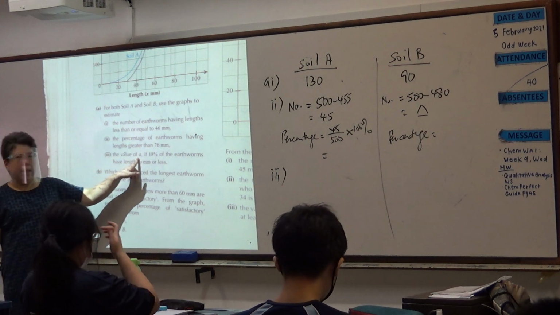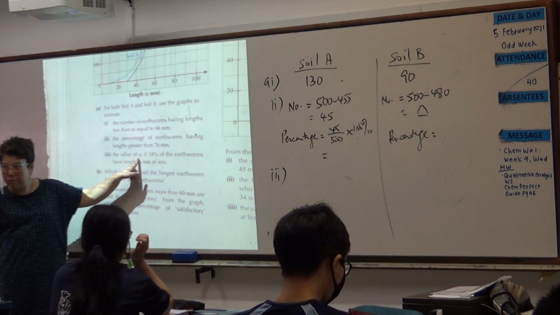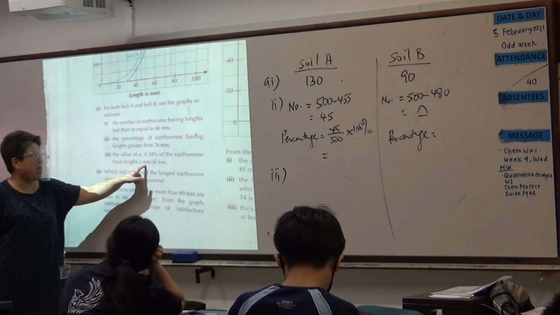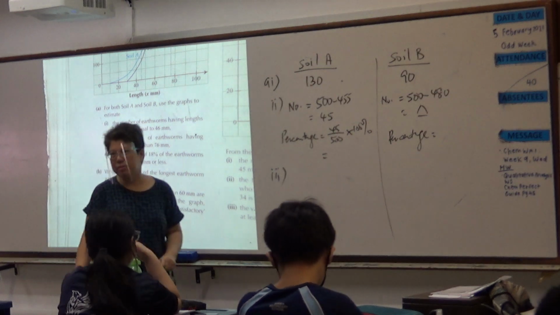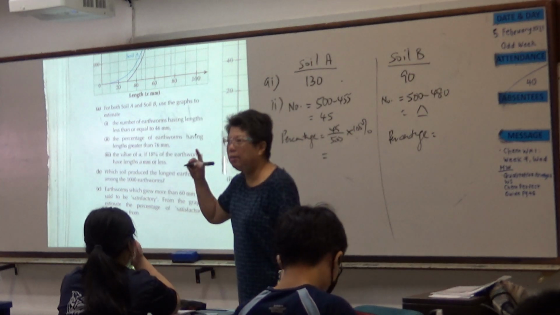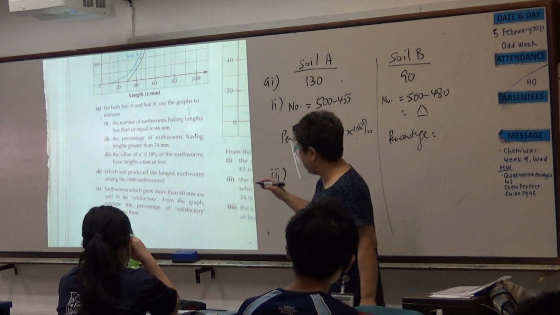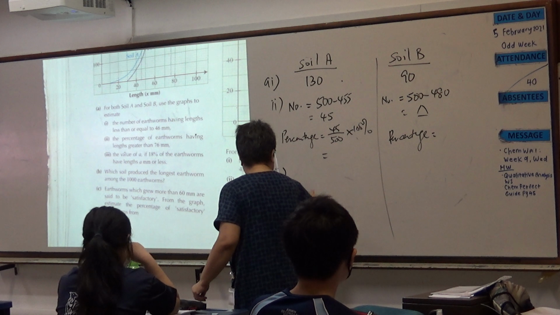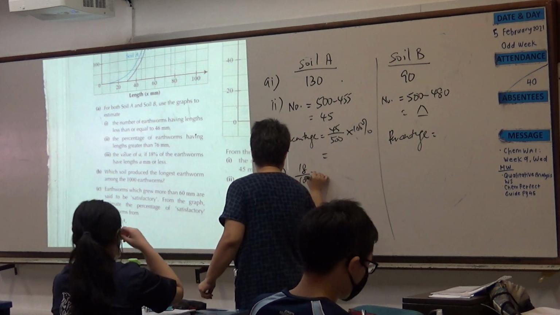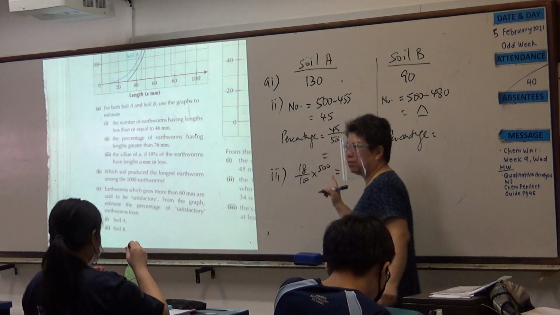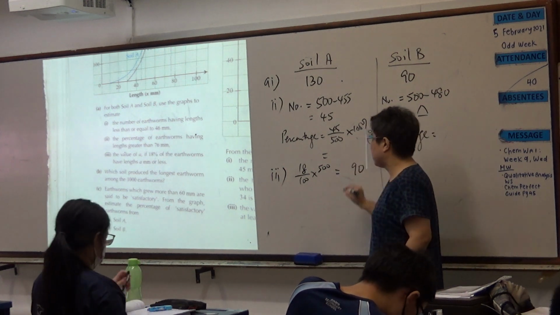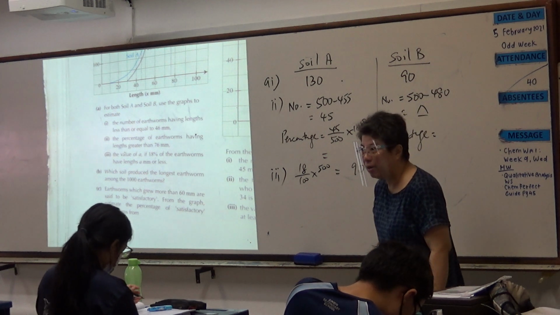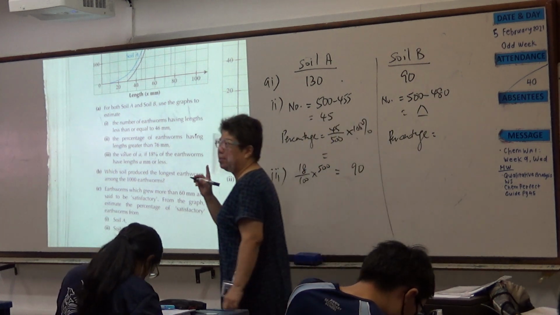The value of A, look carefully. If 80% of the earthworms have lengths A mm or less. Now I want to know, 80% of 500, right? 80% of 500. Can someone tell me this value? 400, right? That means it's 400 earthworms, right? Correct. 400 earthworms.